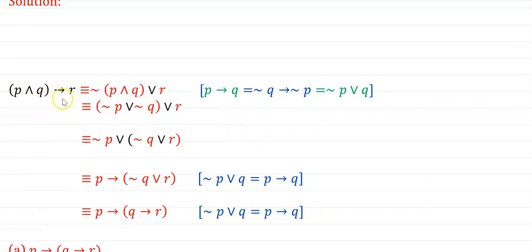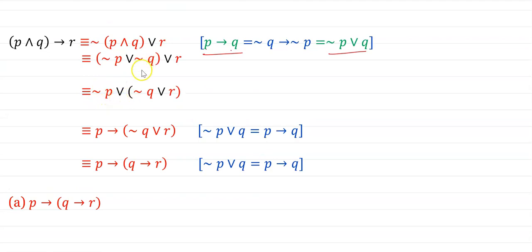Now P and Q implies R is equivalent to, that is, we know that P implies Q is equivalent to negation of P or Q. By using this result, we write the negation of the first statement: negation of (P and Q) or R. Now operating negation on P and Q, you get negation of P or negation of Q, or R. Next, negation of P or, in bracket, negation of Q or R. It means that P implies, in bracket, negation of Q or R.